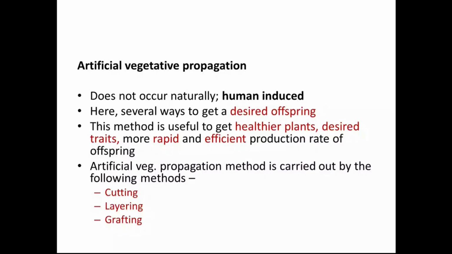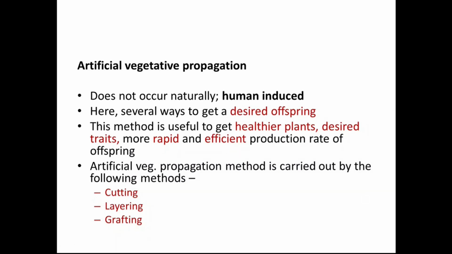Cutting: how many types, what we have to do, and a diagram. Layering: what we have to do, and a diagram. Grafting: how many types there are, and a diagram. Those things we have to give. If you learn any one concept, like artificial vegetative propagation, you will be able to write 2 marks, 5 marks, 10 marks, even 20 marks answers. So don't waste your time writing one page for 2 marks and 2 pages for 5 marks. Based on the number of marks allotted for the question, you can expand your answers. For that you have to understand properly.